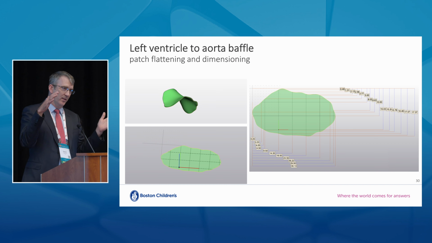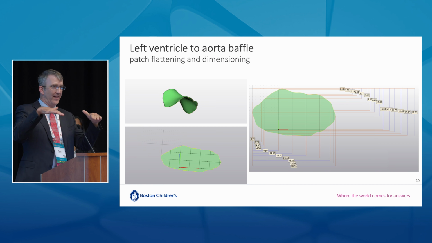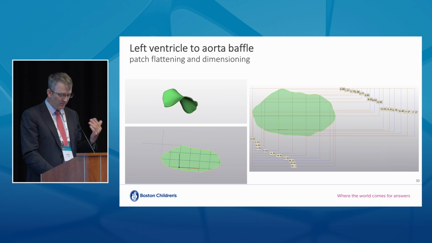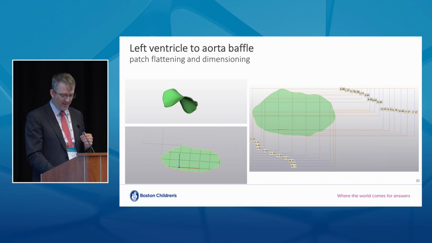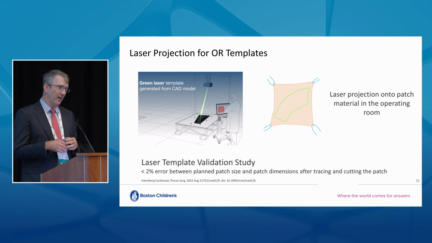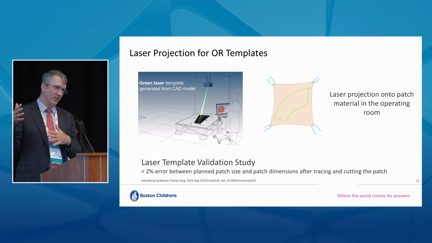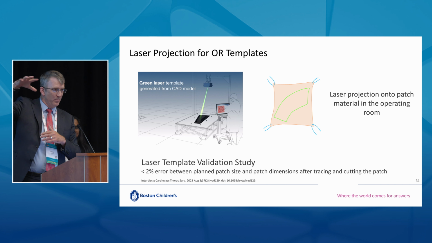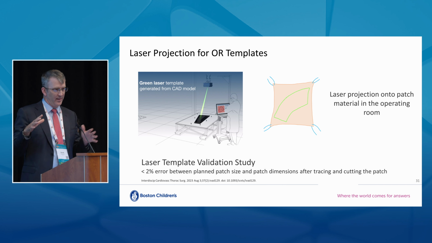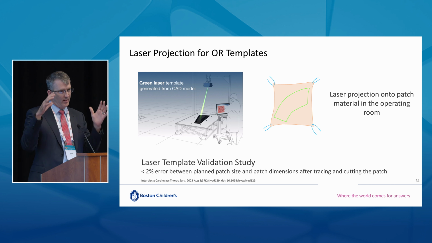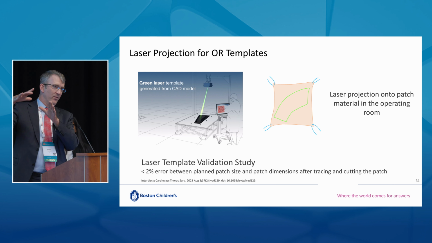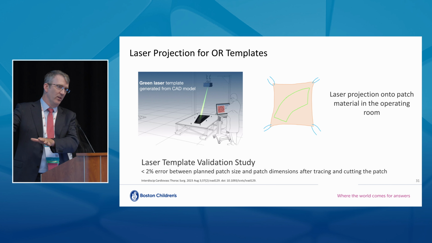And then with this aerospace software, we're able to flatten that patch to create the flattened equivalent of that curved patch, which is not something you can do in your mind, and then take that flat patch equivalent into the operating room. We have a laser system, which we stole from the aerospace industry. They use it all the time, where they project the plan down onto an airplane part they're trying to put together. And so we're actually able to project the plan for the patch in a sterile way onto sterile patch material, and then trace it out and cut it out.